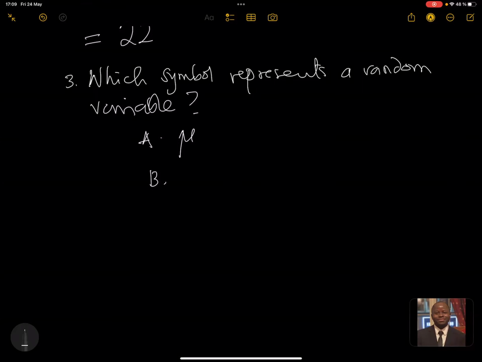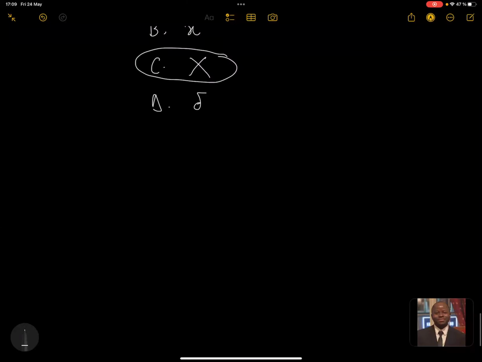We have option B to be X bar, then we have option D to be this. Okay, so which of these? Remember in our last class on symbols and notations, we gave a lot of examples. I want to believe that you agree with me that the symbol that represents a random variable is X. Is that correct? Good. So we can go to the next item.